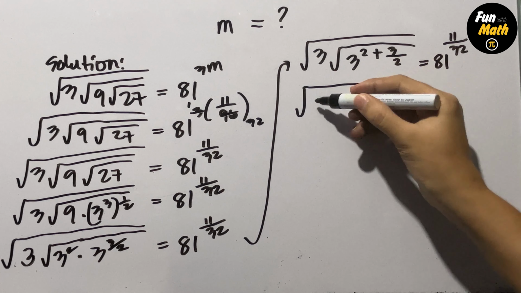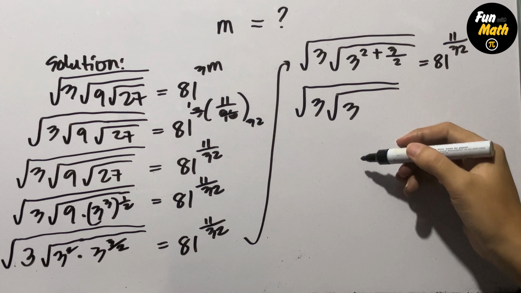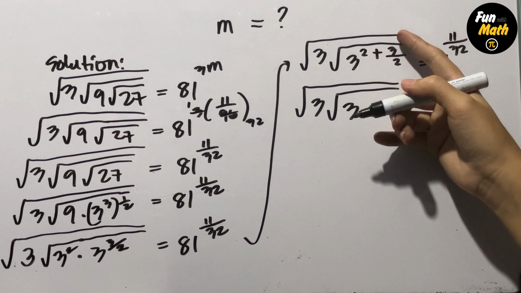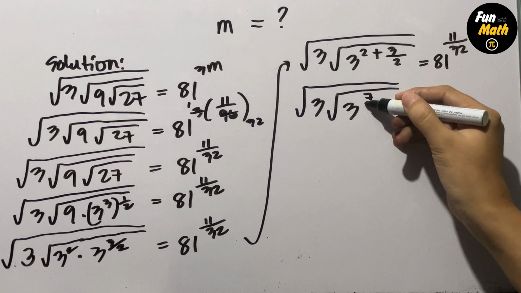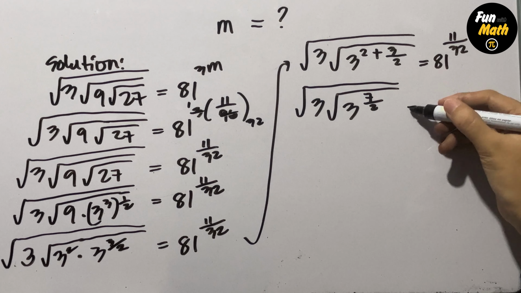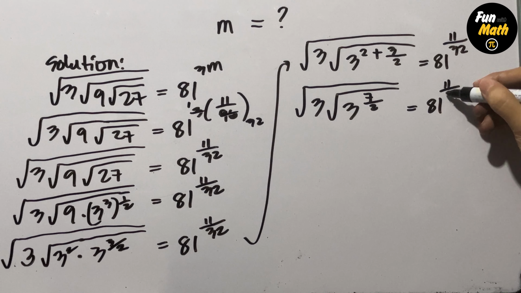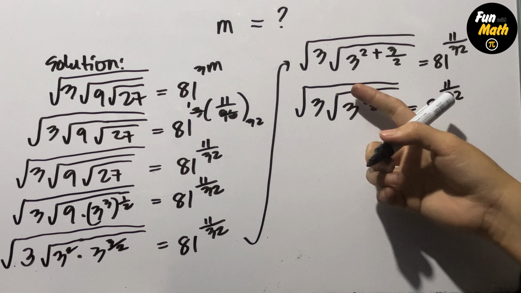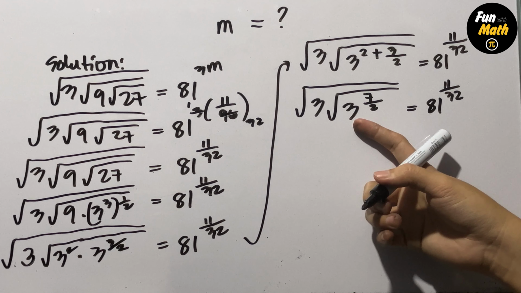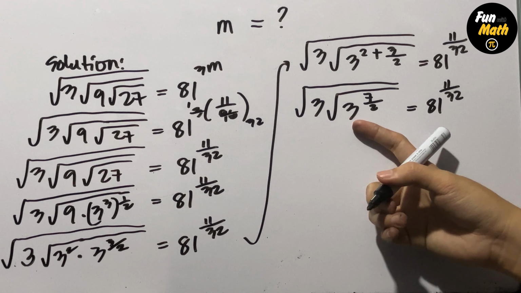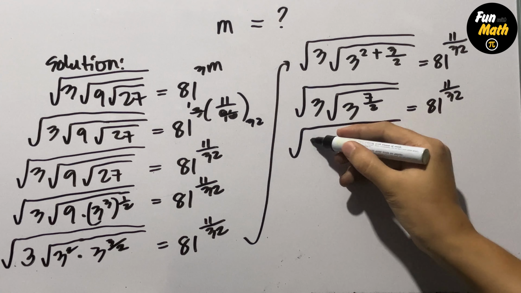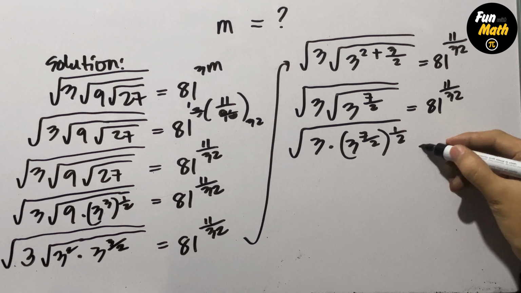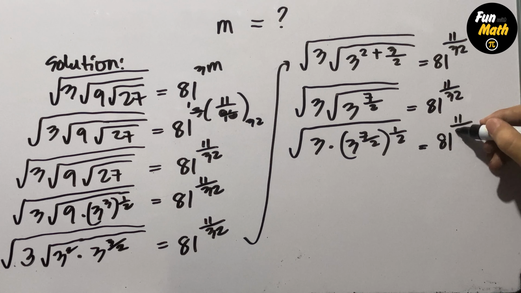Now, square root of 3 under root of 3 to the power of 2 plus 3 over 2, that is 2 times 2, 4, plus 3, that is 7. Copy the denominator, 2. So 7 over 2 equals 81 to the power of 11 over 32. Next is we can write this square root of 3 to the power of 7 over 2 as 3 to the power of 7 over 2 whole to the power of 1 half. Equals 81 to the power of 11 over 32.